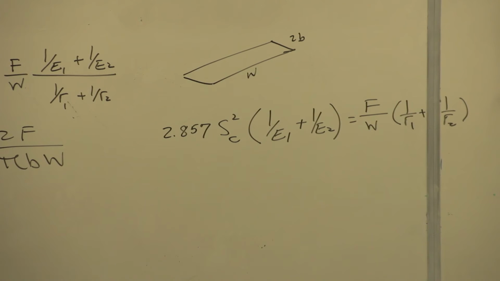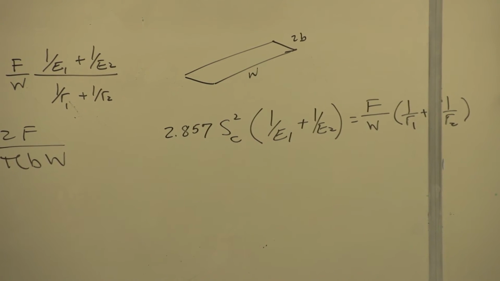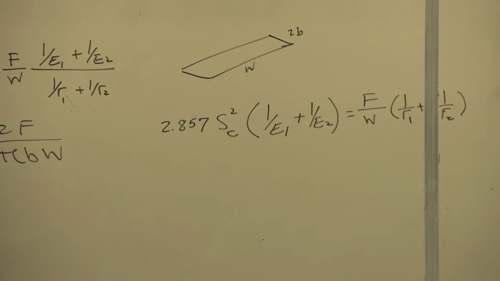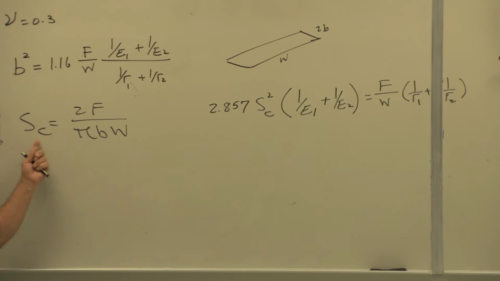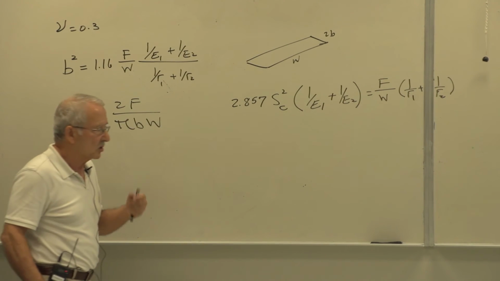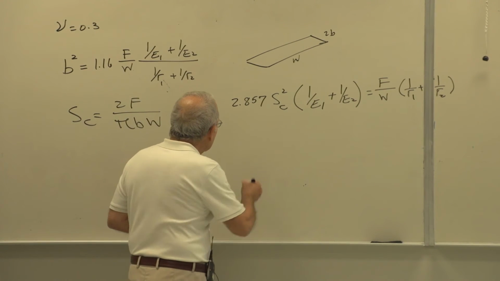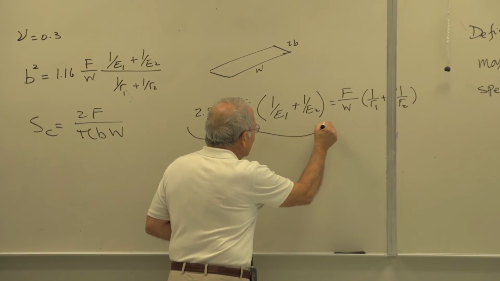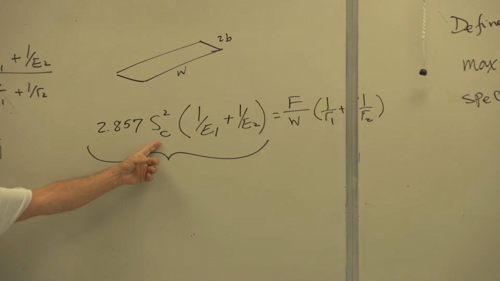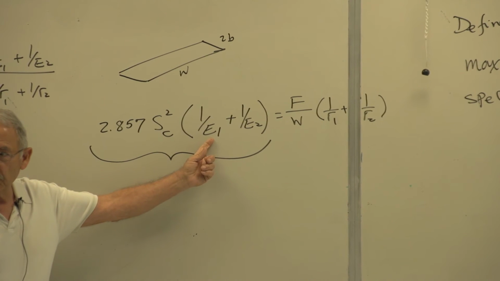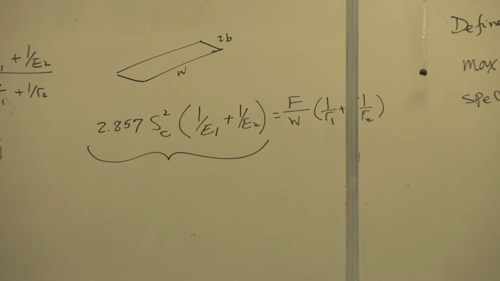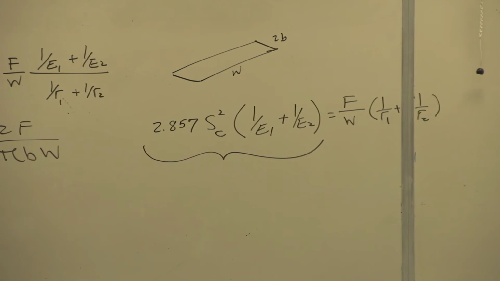Once you have selected the material, you will know the value of SC. Just like when you have selected the material, you know the value of yield strength, tensile strength, modulus. So taking a look at this side of the equation: property of the material, property of the material, property of the material. Remember, you have two pieces in contact, so E1 and E2. Both of them have nu equal to 0.3, however.